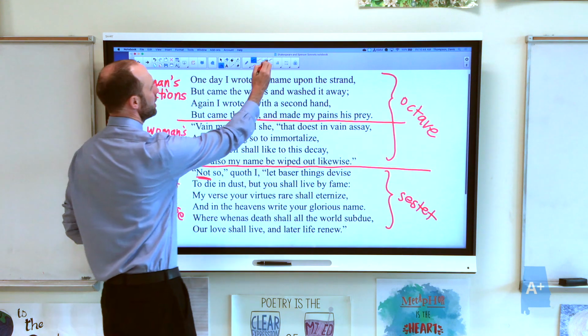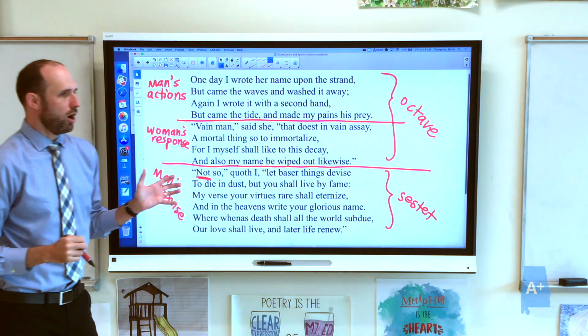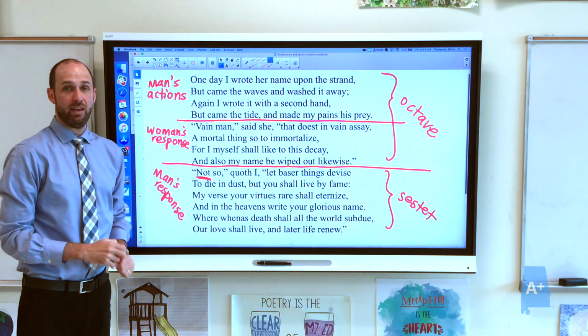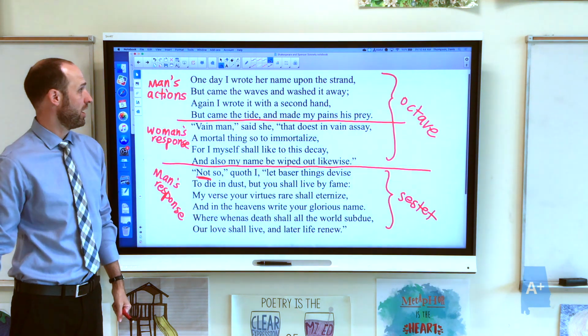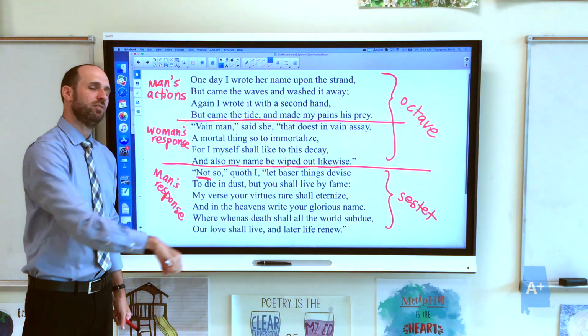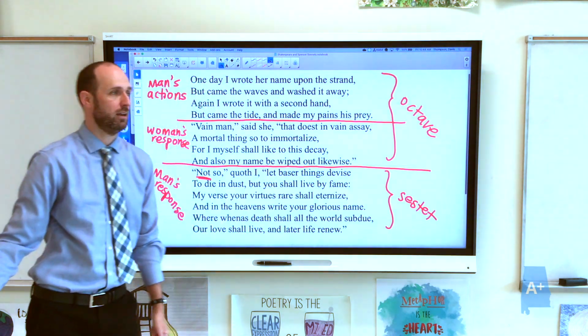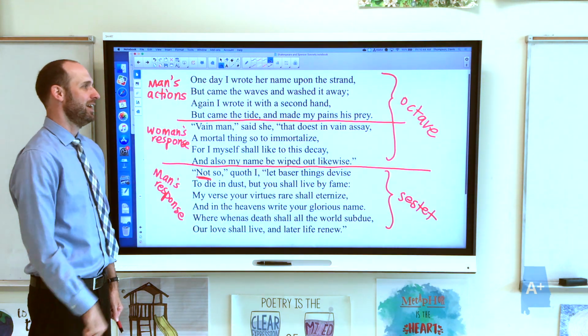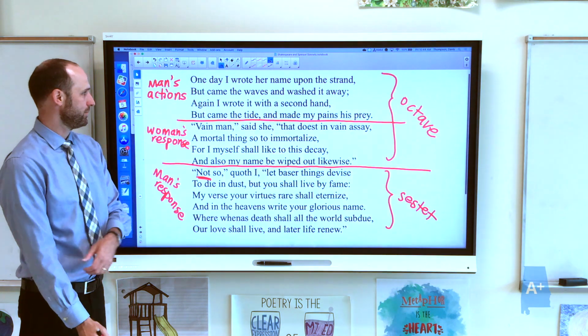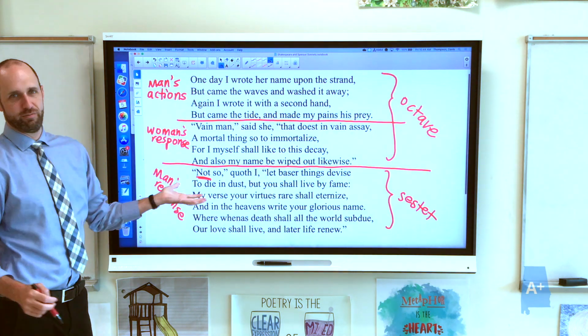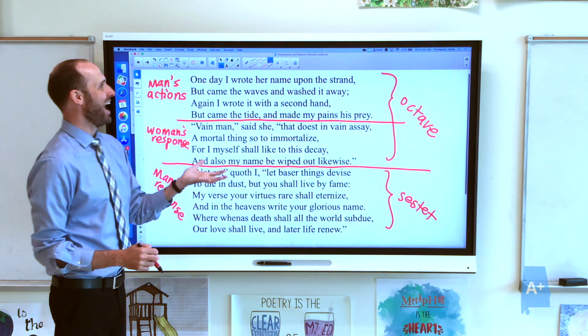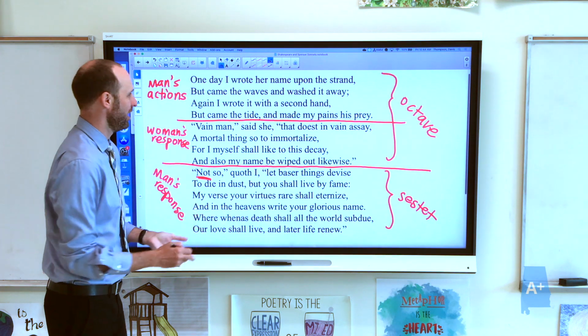So let's take a look closely at the poem. Our speaker says, "One day I wrote her name upon the strand, but came the waves and washed it away. Again I wrote it with a second hand, but came the tide and made my pains his prey." An active sentence. He's doing actions here, writing her name upon the strand.